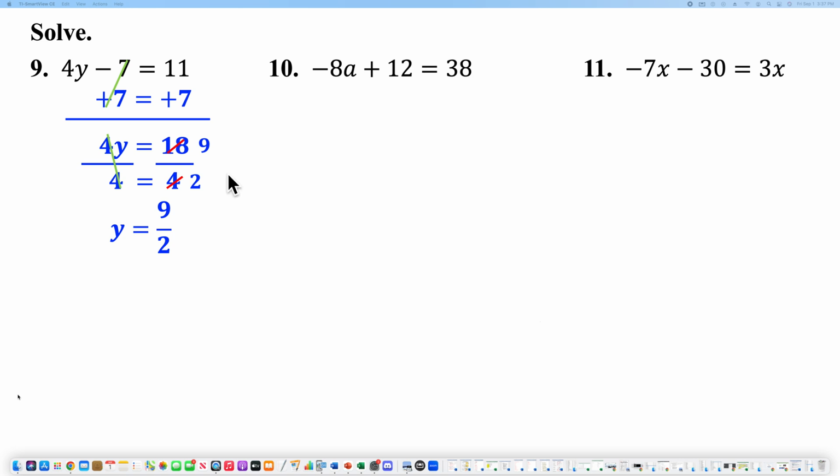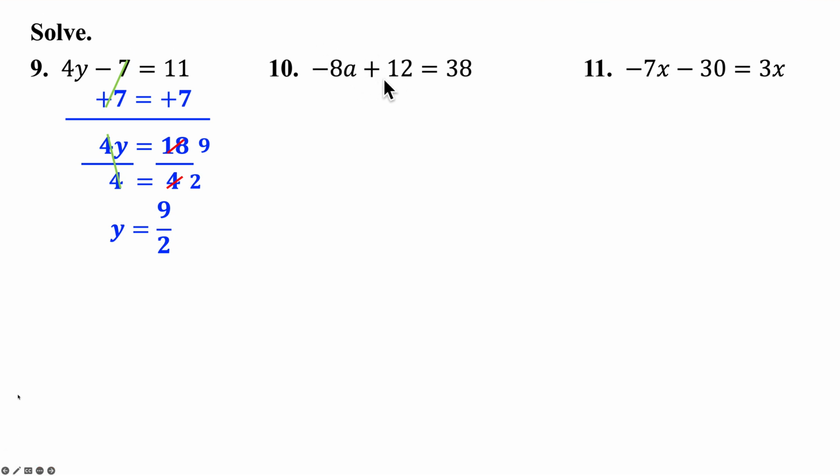Okay, number 10. So again, negative 8a plus 12 is equal to 38. A is over here on the left side, so let's get rid of the 12. We're going to subtract the 12 over. That cancels out. 38 minus 12 is going to give me 26.